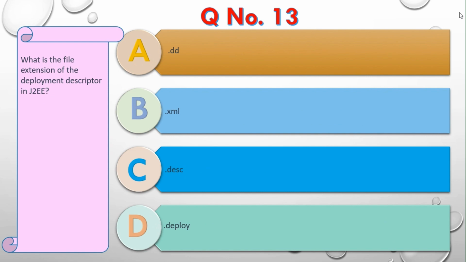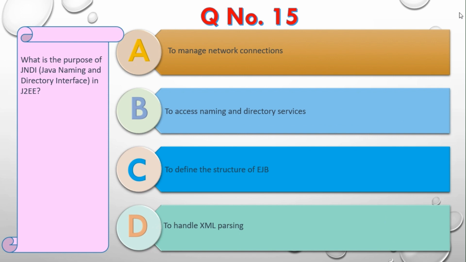What is the file extension of the deployment descriptor in J2EE? .xml. Which J2EE technology is used to connect and interact with databases? JDBC. What is the purpose of JNDI, Java Naming and Directory Interface, in J2EE? To access naming and directory services.